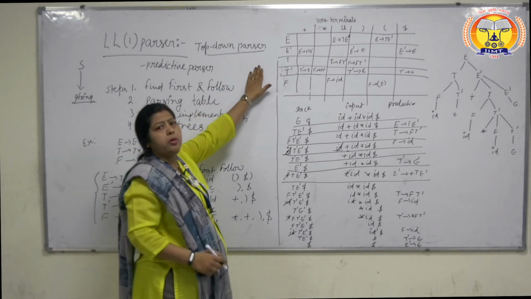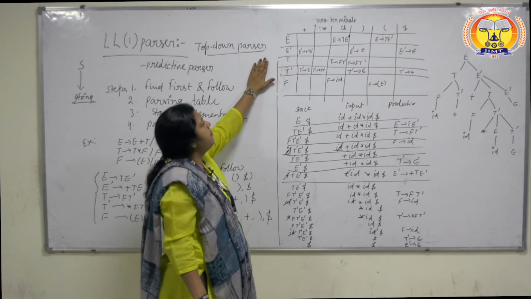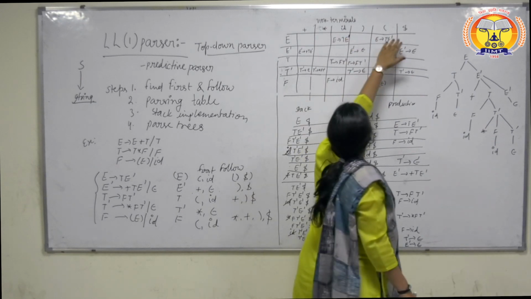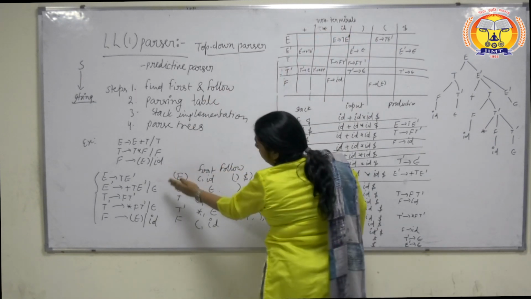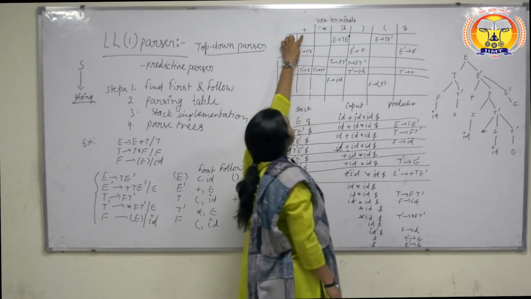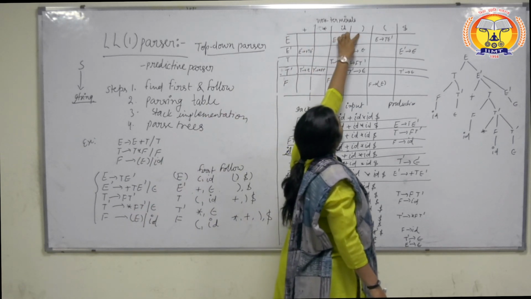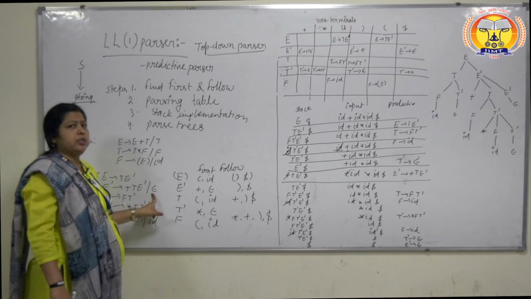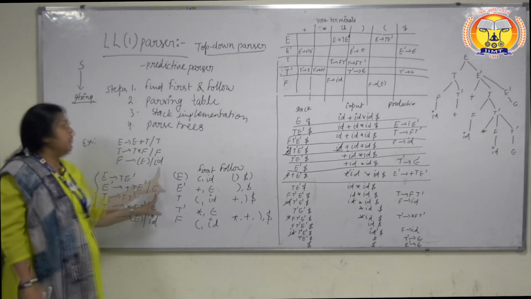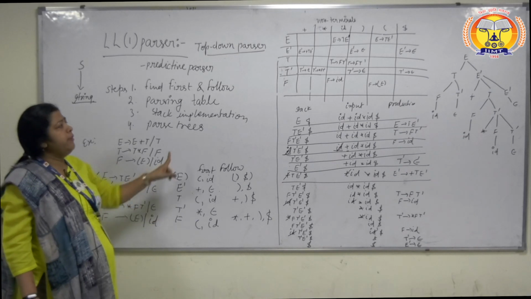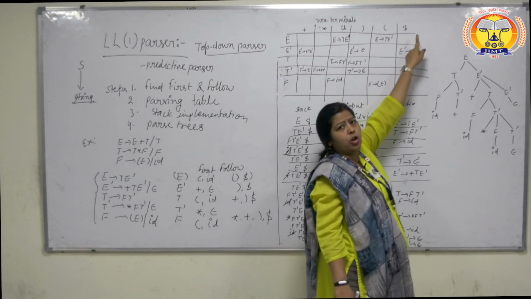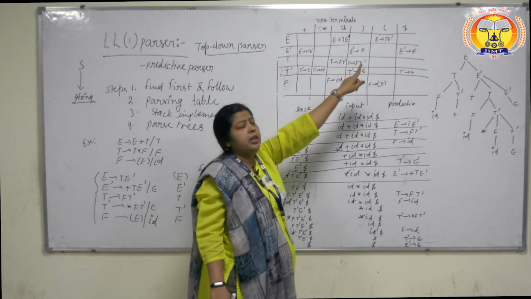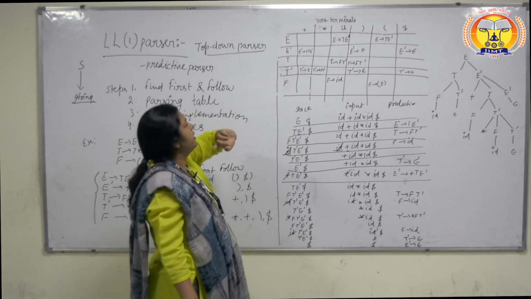Now this is your parsing table. In the parsing table we have the non-terminals and the terminals. We will write the terminals. In this grammar the terminals are plus, asterisk, ID, close bracket, open bracket, and dollar. Have you noticed there is one more symbol, epsilon? But in the parsing table we will not write epsilon as a terminal symbol. Please remember this point.